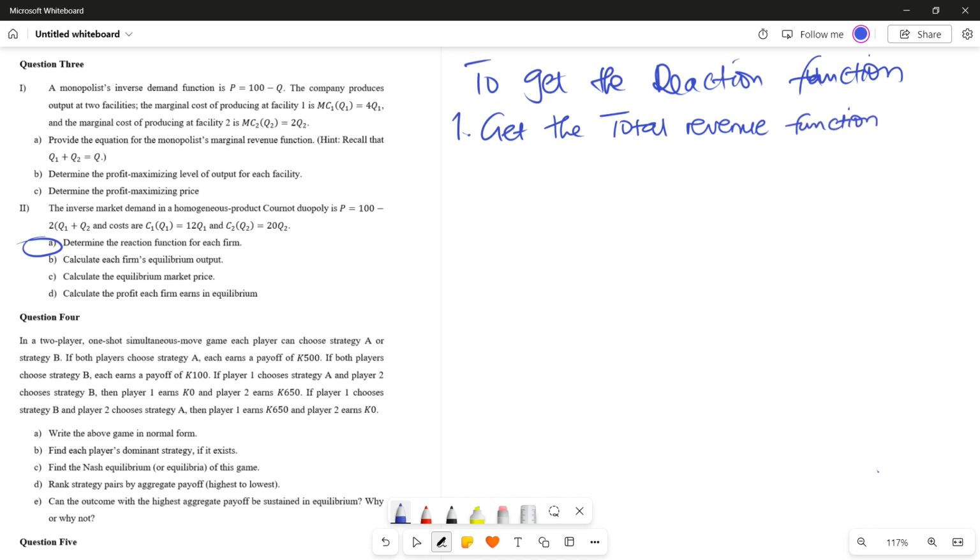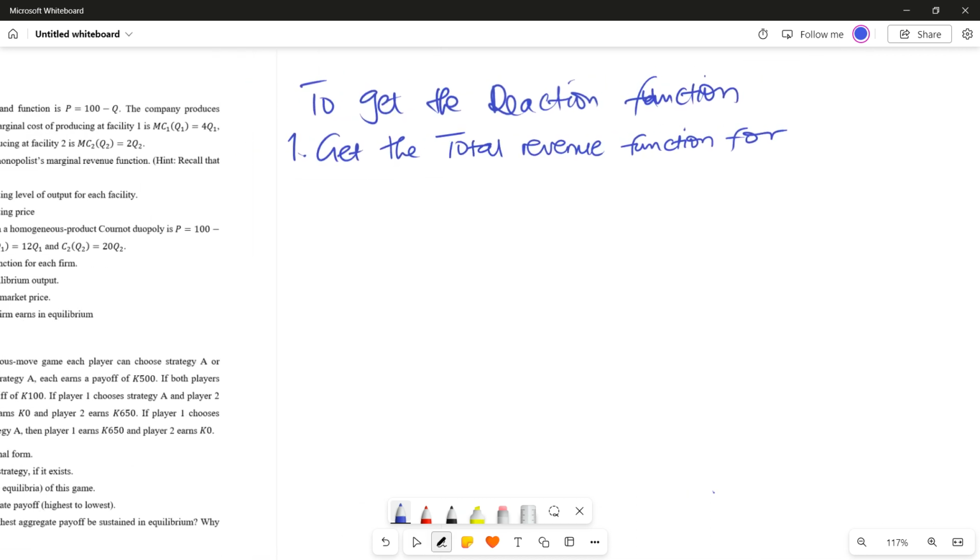Okay, get the total revenue function for each firm. So that's the first step. But remember, for us to get the total revenue, total revenue is equal to price times quantity.